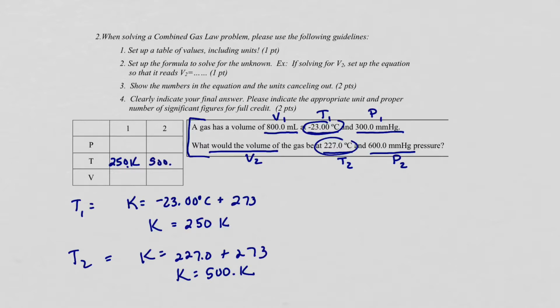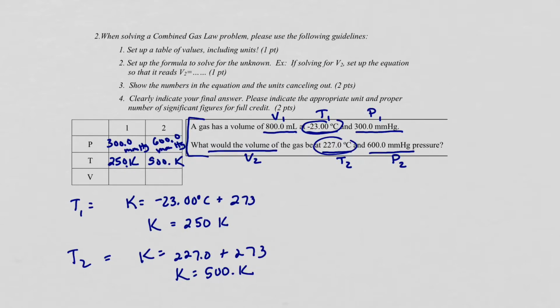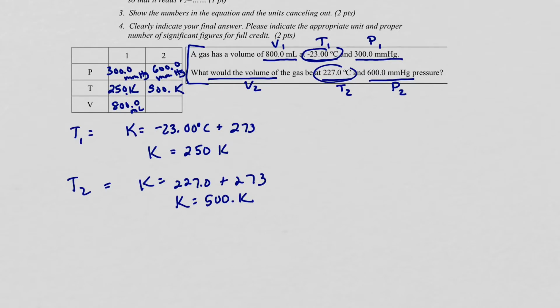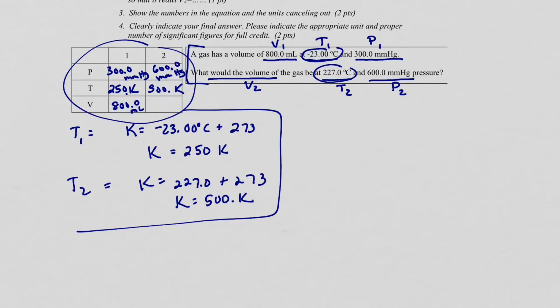So we've got our T1 and T2 in Kelvin. We know our initial pressure is 300.0 millimeters of mercury. And our new pressure is 600.0 millimeters of mercury. And our V1 is 800.0 milliliters. It's just helpful to sort them out so that you don't have to keep going back to the problem and reinterpreting it. Okay, so now that we have all of our numbers in our data table, let's talk about how we're going to plug them into the equation.